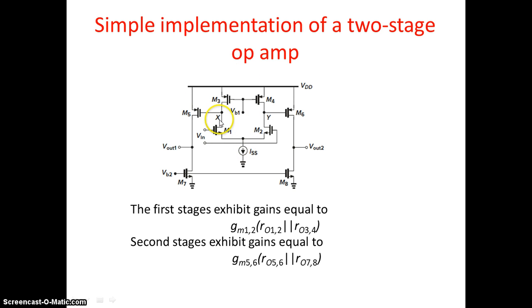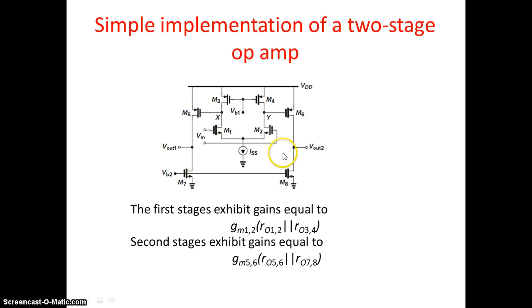Then the second stage: here we have a differential output across Y and X. It has been connected to M6 and M7. Here M6 takes an input, and M8 acts as a load with a constant bias. This is a common source amplifier. You can see that this side also has another common source amplifier. The first part acts as a single stage, and M6 and M8, or M5 and M7, act as the second stage.